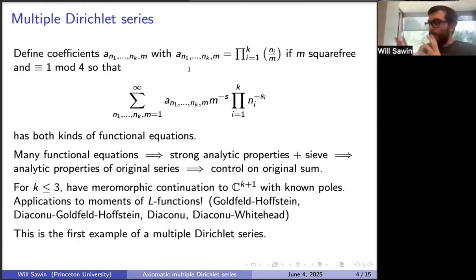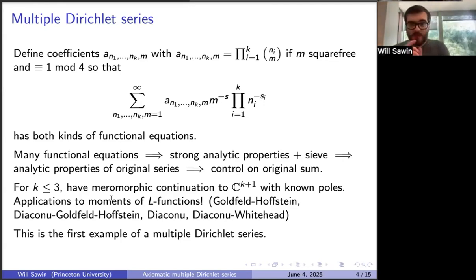The reason we're not stuck is that we can modify things in a more general way. We're going to consider a very general way of modifying this series to a series which is similar, but we've adjusted the coefficients, and we want to adjust it so that the functional equations appear. So we'll consider just a general Dirichlet series whose coefficients depend on parameters n1 through nk and m, and then we'll sum it against m to the minus s and the ni to the minus si. We'll choose our coefficients so that in some nice range, like where m is square free and congruent to 1 mod 4, our coefficients agree with the original product of Legendre symbols.